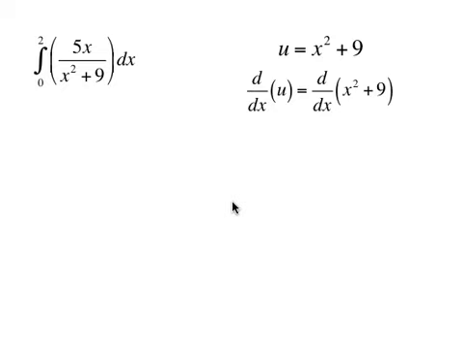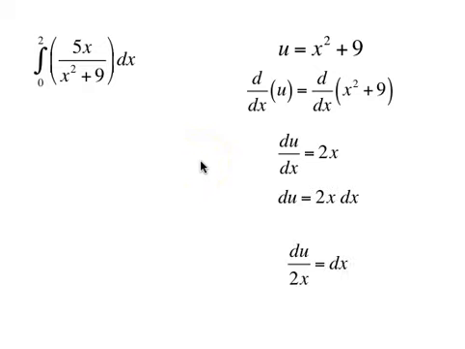The derivative with respect to x of u is the derivative with respect to x of x squared plus 9. du/dx is 2x. My preferred approach is to solve for dx. So du is 2x dx. du divided by 2x will equal dx. So dx becomes du over 2x. x squared plus 9 becomes u, and then 5x upstairs is left alone.